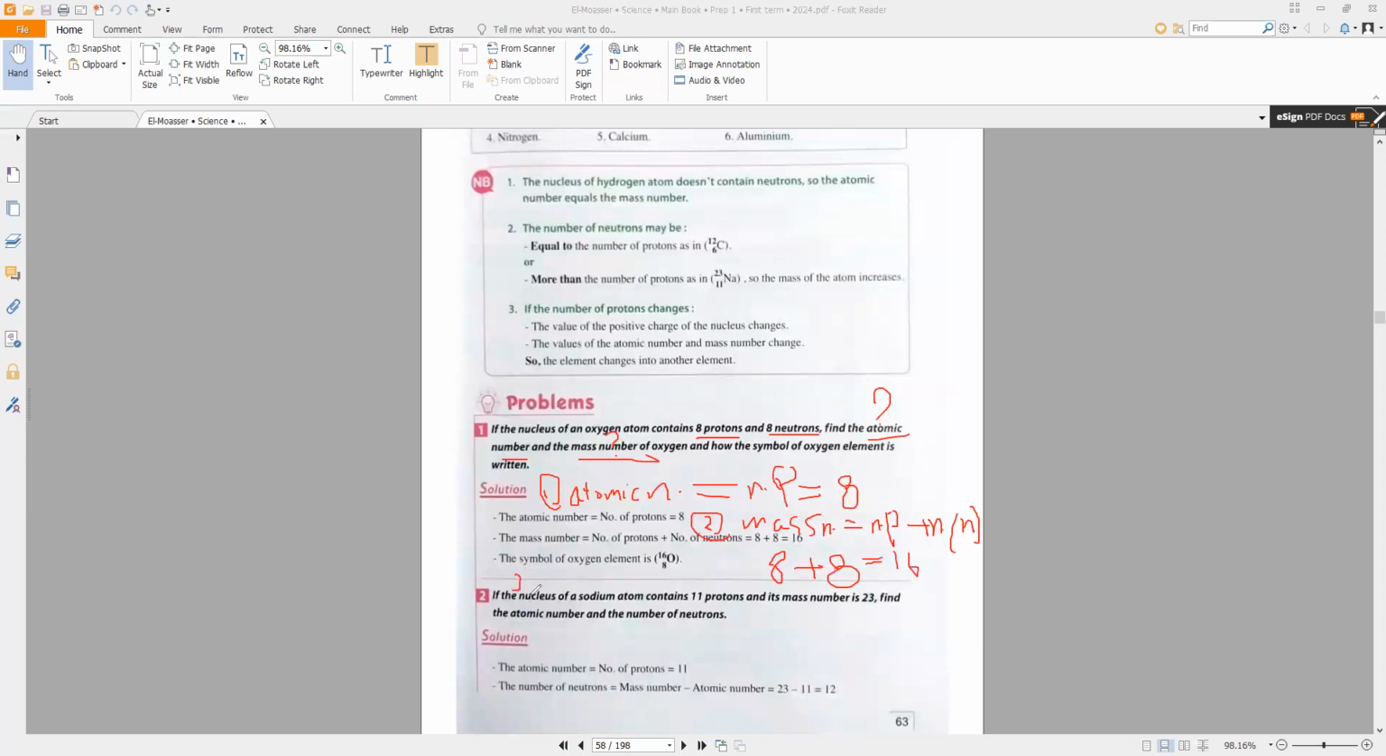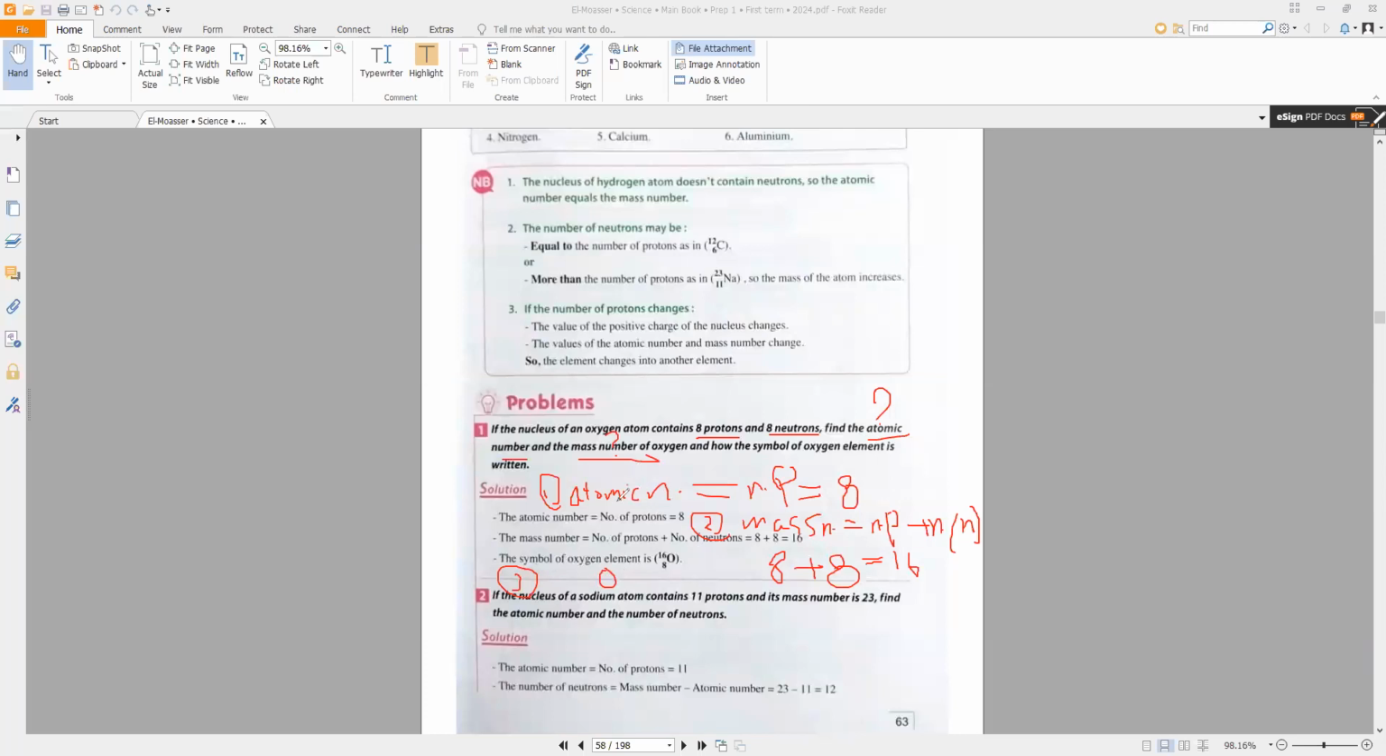Number 3, the symbol of the oxygen element. You must know that from the table that I talked about before. The symbol of oxygen is O. If the symbol of the element contains one letter, this letter is written in capital. So the symbol of oxygen is O.